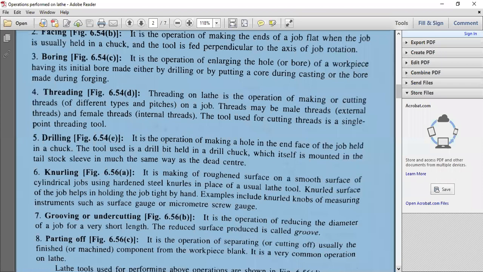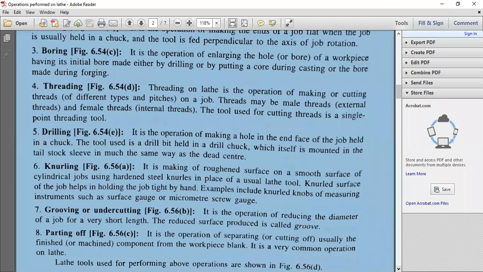So we can have grooving. We'll just try to see that particular diagram. Grooving is also known as undercutting. It's an operation of reducing the diameter of a job for a very short length, 1 mm or 2 mm, where you need a groove as per the design or as per the drawing. So what is a groove? The reduced surface, the reduced diameter which is produced for a very short length, is known as a groove. It's also known as undercutting, but mostly we use the word groove.